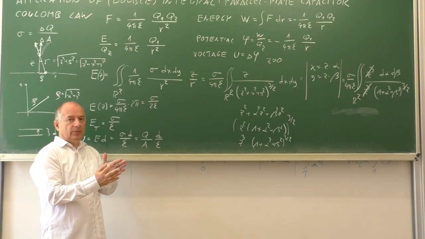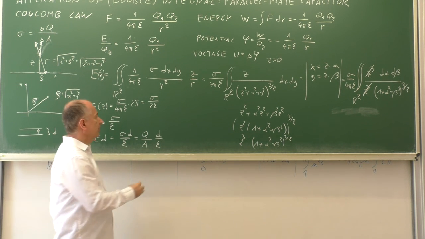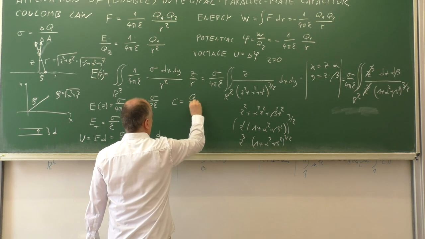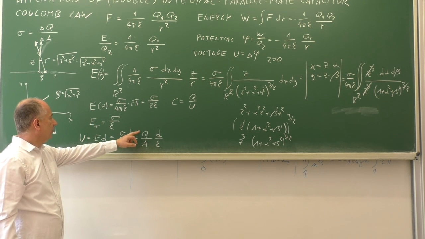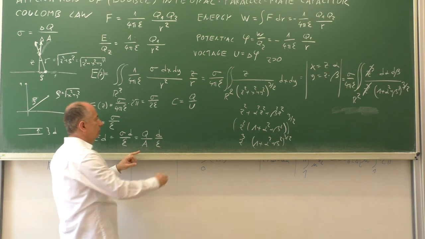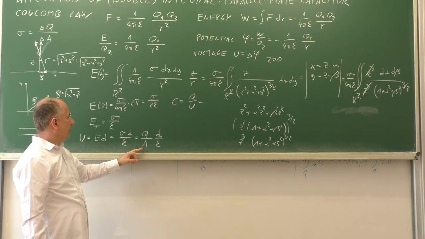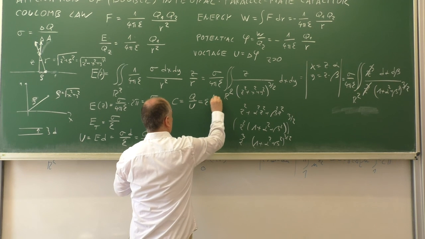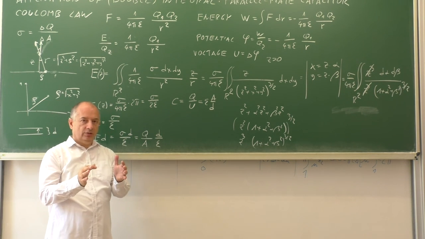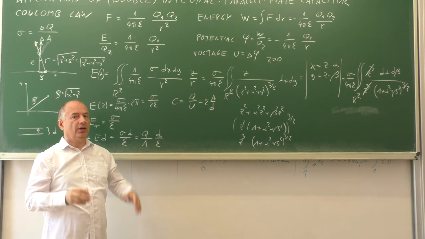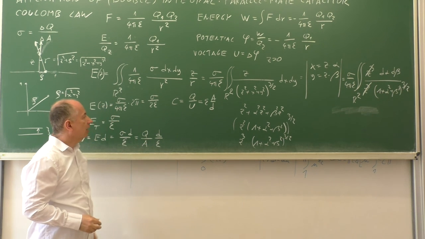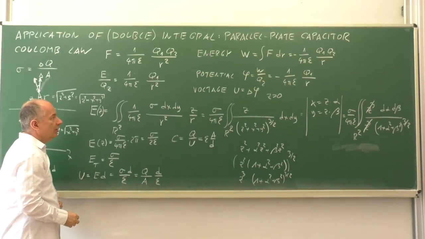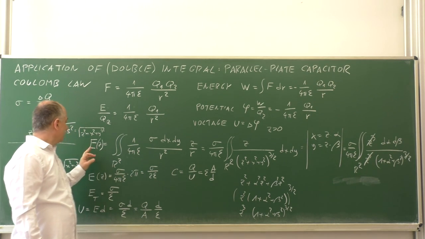And such a capacitor is described by the important parameter capacitance, and this is the charge divided by the voltage. And if we divide charge Q by the voltage U, we see that the capacitance is A epsilon divided by D. A is the area of the plate of the capacitor. Now we consider a finite size capacitor. D is the distance of the plates, and epsilon is the permittivity of the insulator, of the dielectric in the gap. So that was the application of double integral to find the intensity of a charged plane.